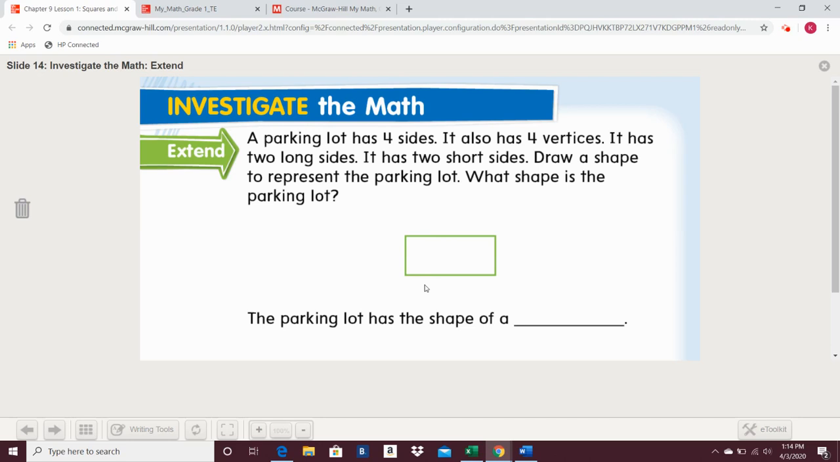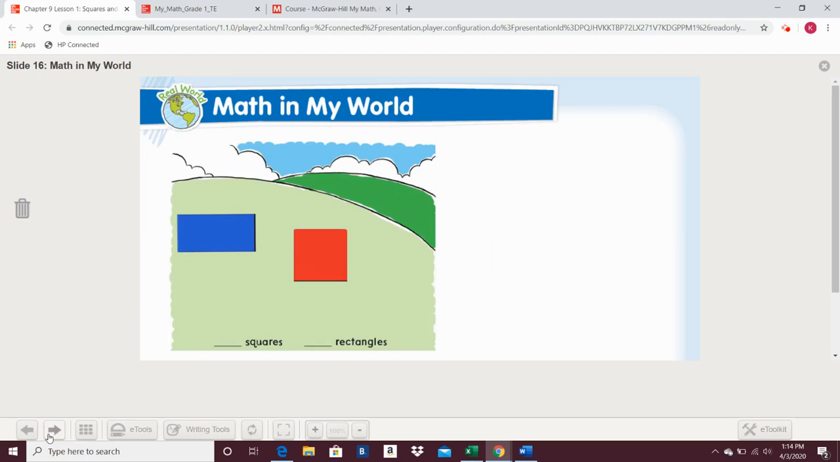Now, when I read those first 2 sentences that said the parking lot has 4 sides and it also has 4 vertices, it could be a square. There are other shapes that have 4 sides and 4 vertices. But when I got to this part that says it has 2 long sides and it has 2 short sides, that's what helped me to figure out the parking lot is shaped like a rectangle.